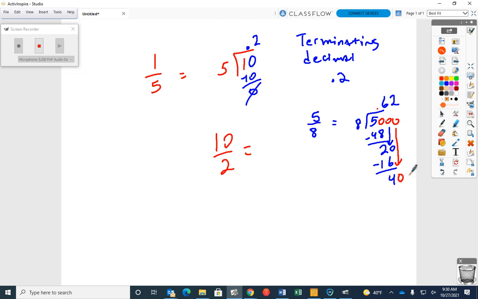Can 8 go into 40? Yes. How many times? 5. And what do you now have down here? A 0. So this terminated in the thousands place, but it did stop. Okay? So this would be my answer, 0.625.